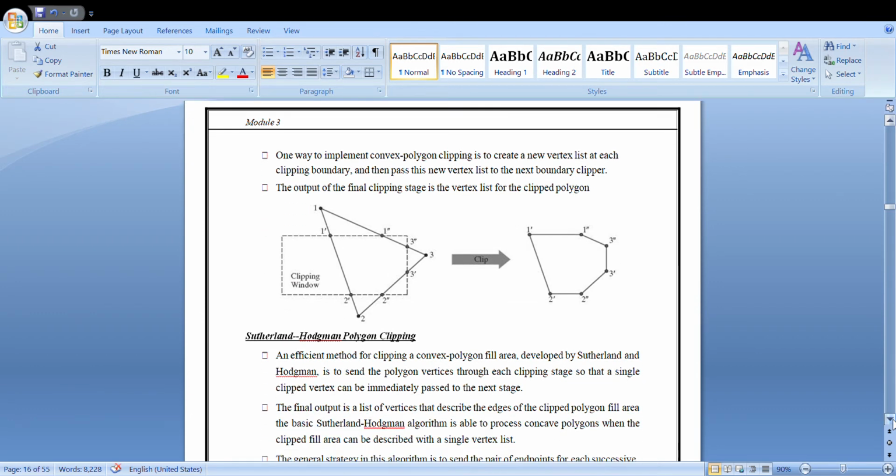So here is another example of clipping a polygon. Here this is a triangle which is present before clipping, but after clipping you have an image which is like this.